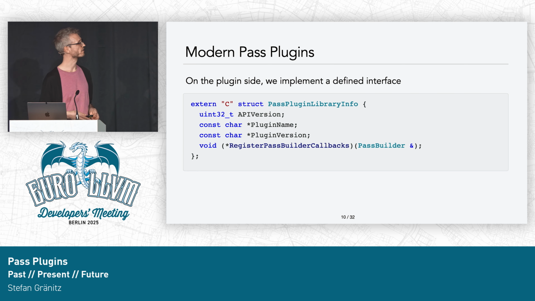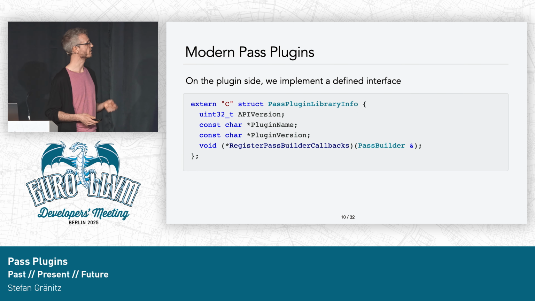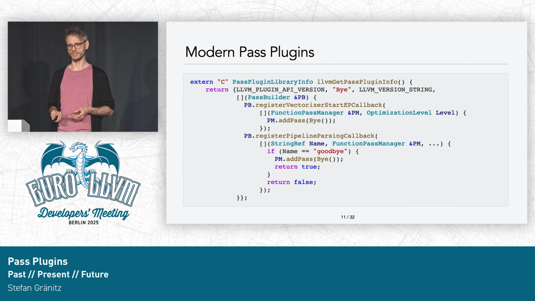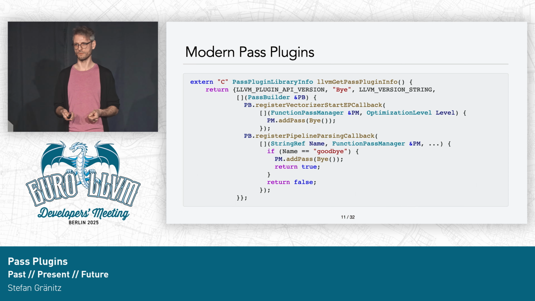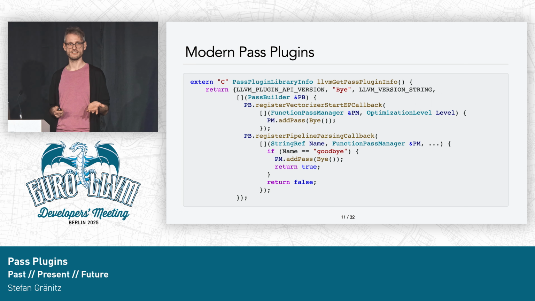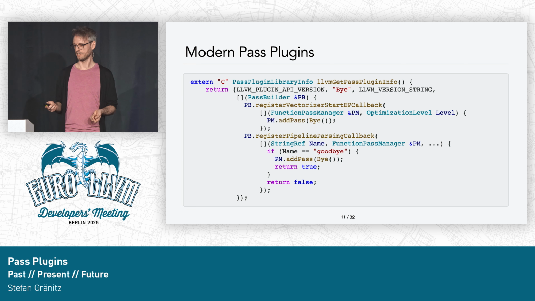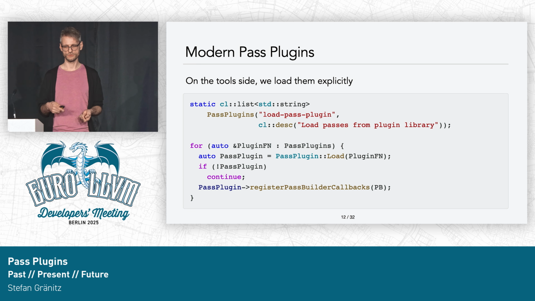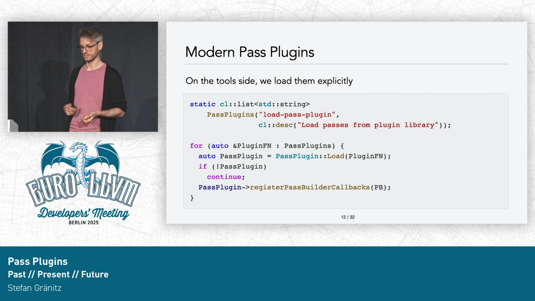On the plugin side, in modern pass plugins, we implement a defined interface like that, and it takes a callback with a pass builder reference. And then we return an instance of the struct from a well-defined entry point that is called llvmGetPassPluginInfo. And we see here the implementation in the Bye example. It takes the pass builder and just calls the same register callback functions that any in-tree tool would use. On the tool side, we just enumerate the plugins that we want to load, we dlopen them and call this function with the actual instance of the pass builder.